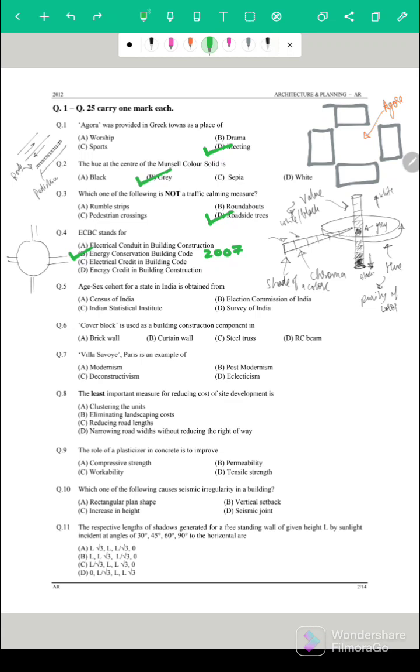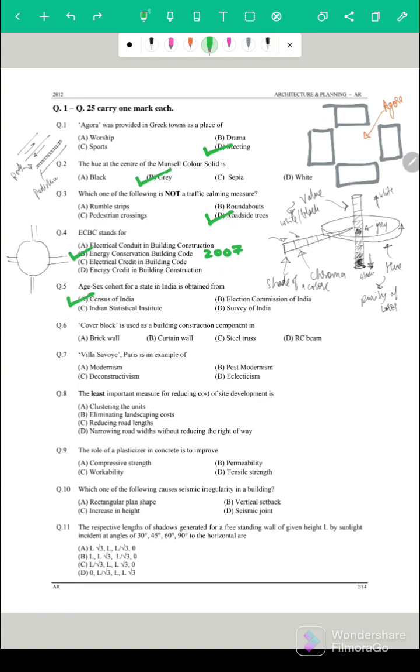Now see question number 5. Each sex cohort for a state in India is obtained from. So the correct answer of this question is option number A, Census of India. So age structure of a population affects a nation's key socio-economic issues. It tells how young a population a country has, or whether most of the people are old age.